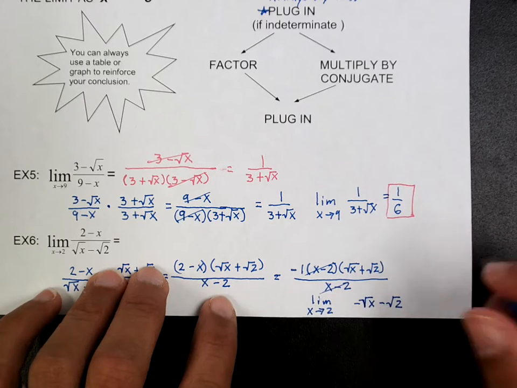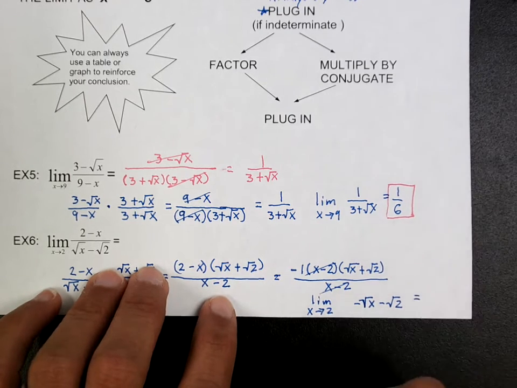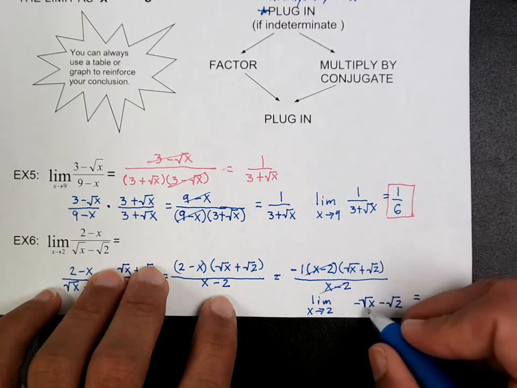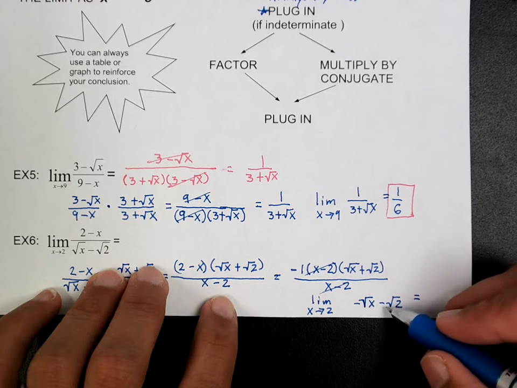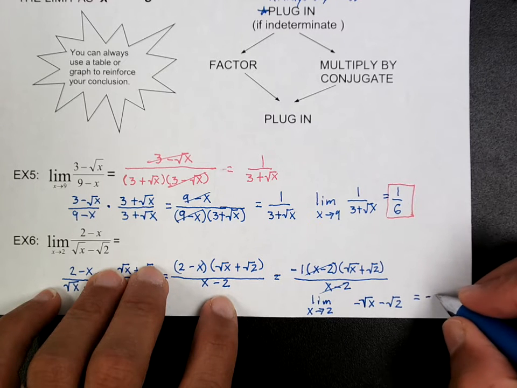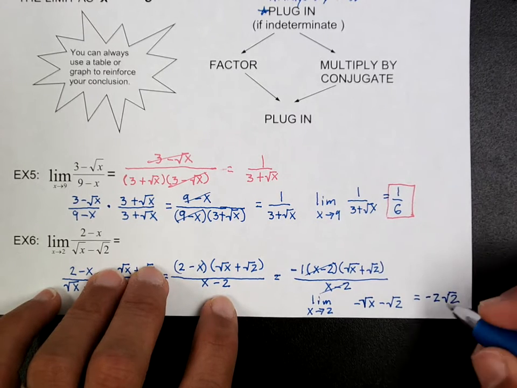Okay. So this actually will give me, if I plug in a 2 here, the square root of 2, negative square root of 2 minus square root of 2, which is negative 2 square roots of 2. Alright, so that should be your answer there.